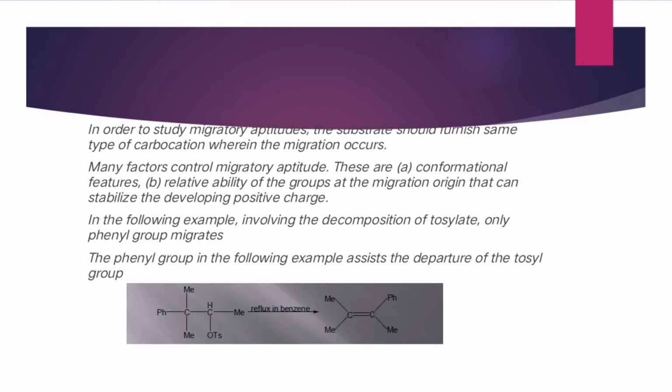This tosyl group left this carbon, and this carbon is going to be a carbocation. No, not primary, but a secondary carbocation. And after this, as it forms a secondary carbocation, this phenyl is going to replace this position and migrate from this position to this. After the migration of the phenyl group, this is going to deprotonate and form the olefinic bond.